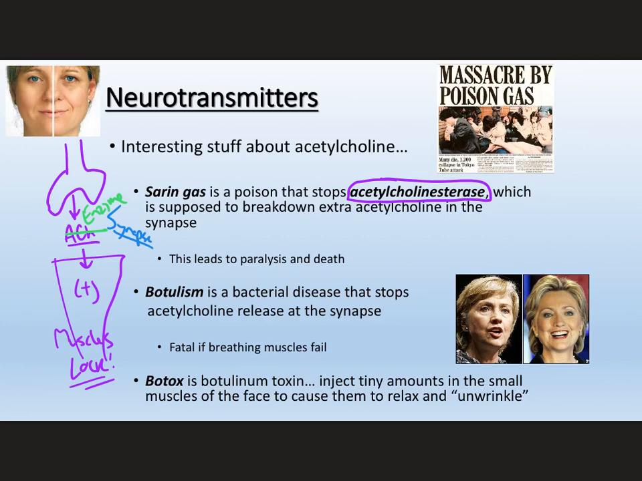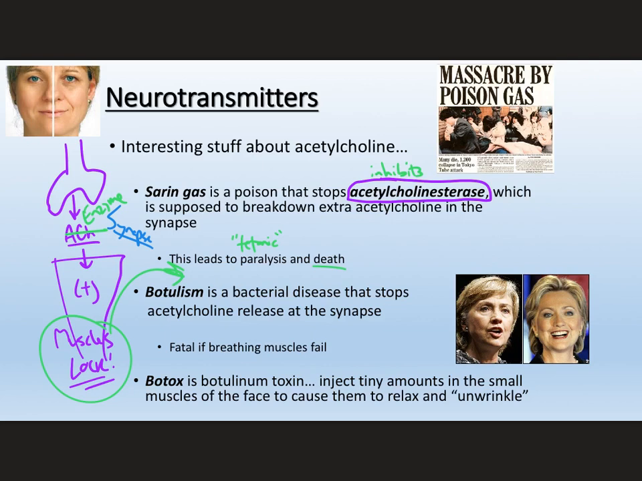And what sarin gas does is it blocks acetylcholinesterase. So it comes in and it inhibits this enzyme, which leads to what's called tetanic paralysis. If you don't have this enzyme, your muscles stay locked. And most importantly for your body, the diaphragm locks, and so you can't breathe, and so it can kill you.